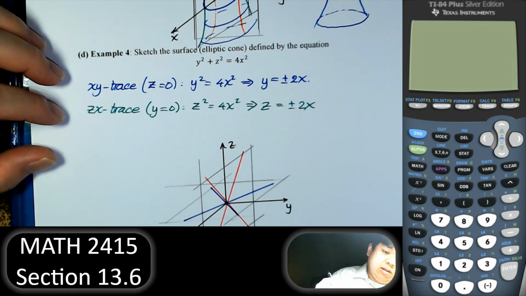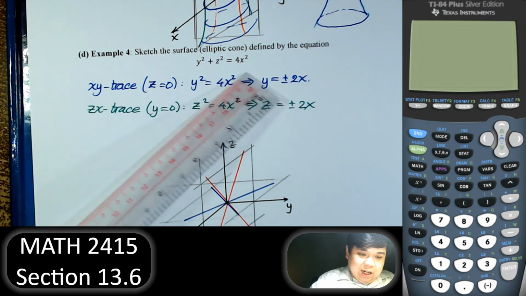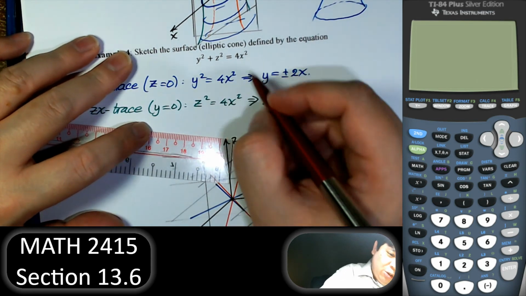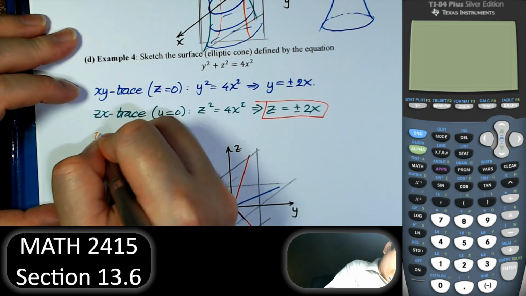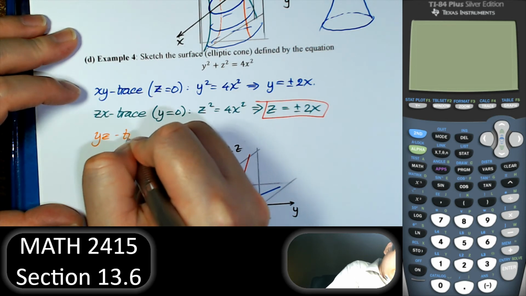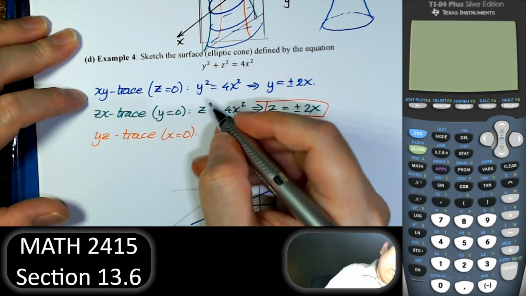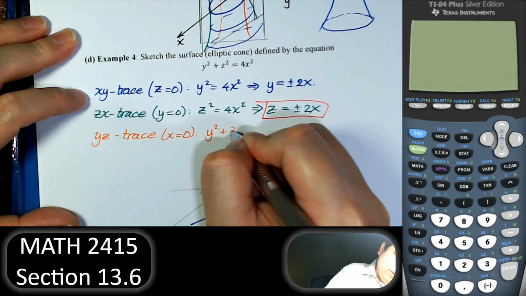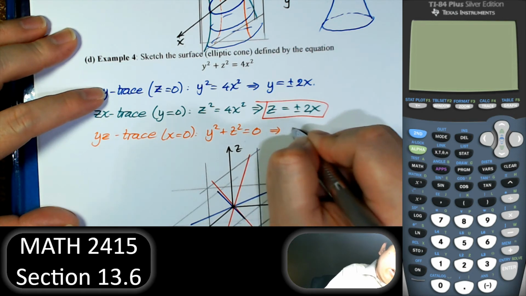And then, sorry, I shouldn't change the color here. And then the yz trace, where x equal to 0, so this is a point.